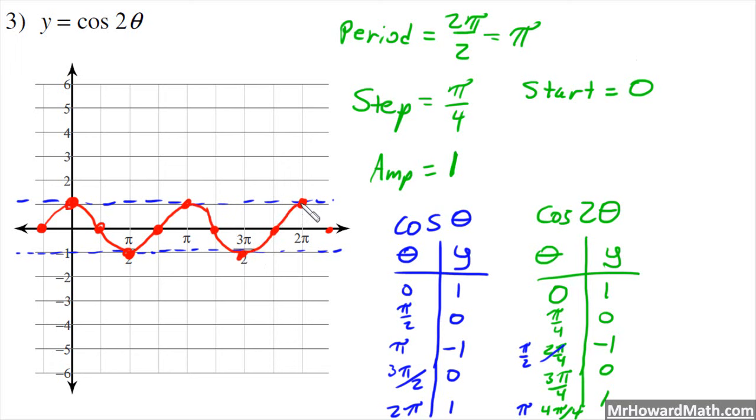So we have basically horizontally compressed this graph. The period is shorter, so we go peak to peak and faster. So that shortens the period, that shortens the amount of theta travel to complete a full cycle. So this would be considered a horizontal compression. So there is our finished graph.